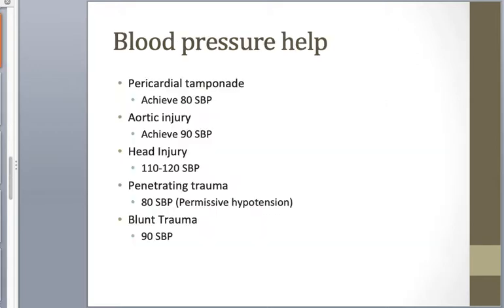The blood pressure help, a little bit of a guide. The pericardial tamponade, we're trying to achieve 80 systolic. Aortic injury, we're trying to achieve 90. Head injuries, 110. Penetrating trauma is permissive hypotension, as well as the aortic injury is also permissive hypotension. Penetrating trauma is 80 systolic, and then blunt trauma is 90 systolic. With the permissive hypotension, we don't want to give them so much fluids that we're causing them to lose blood and the good stuff out of the bad stuff.